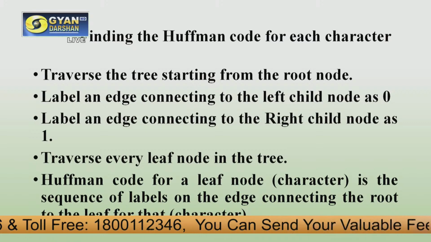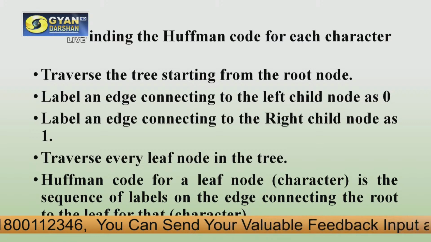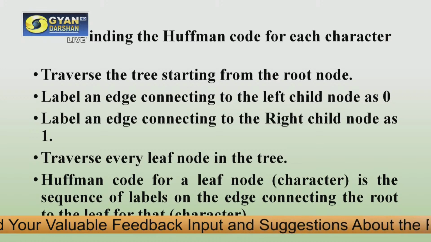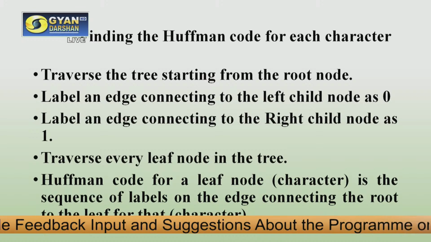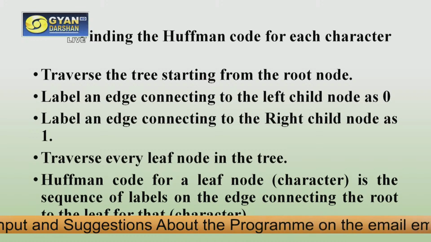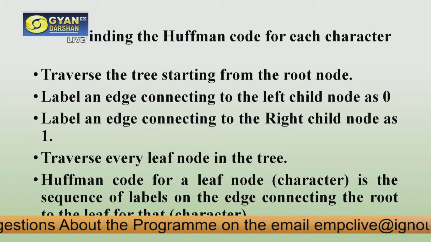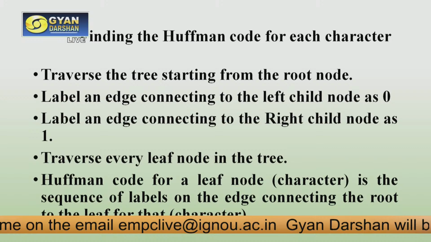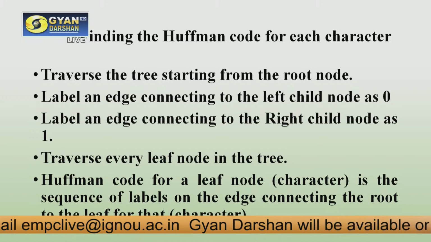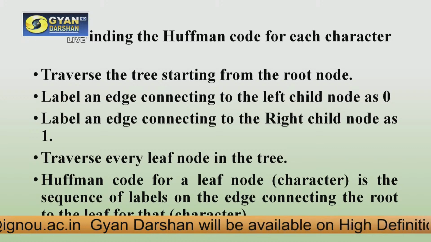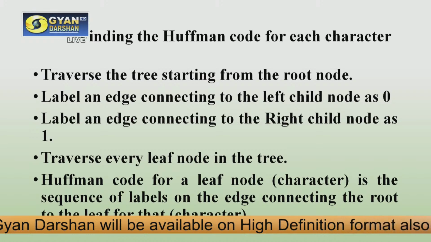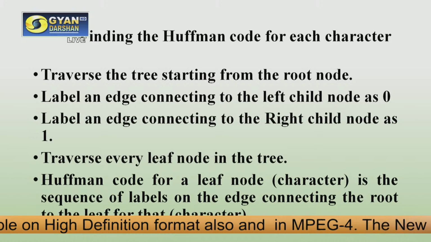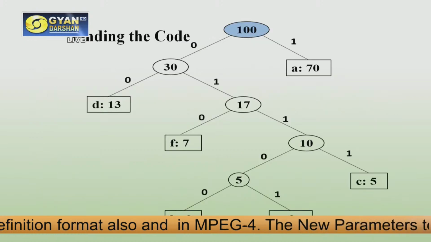Traverse every leaf node in the tree. We have to traverse every leaf node. Huffman code for a leaf node: actually, you will find that the characters are only at the leaf nodes, right? Not at the intermediate nodes. So the code for a leaf node is the sequence of labels on the edges connecting the root to the leaf of that particular character. What does it mean?